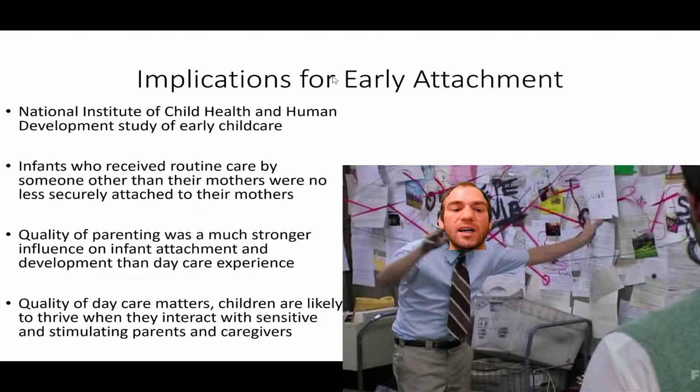And the idea here is that the quality of the daycare matters. Children develop optimally when they interact with sensitive and stimulating caregivers and parents, or extended family in general. So that's kind of straightforward here.